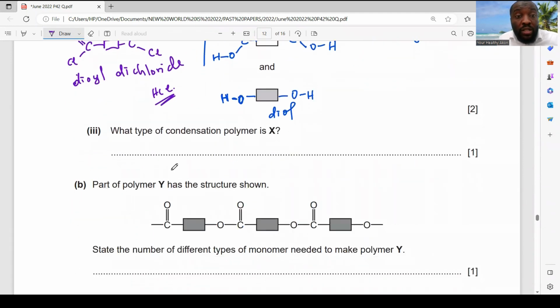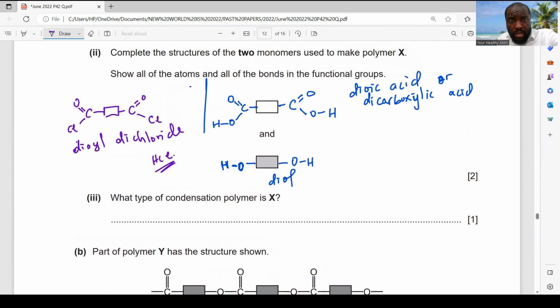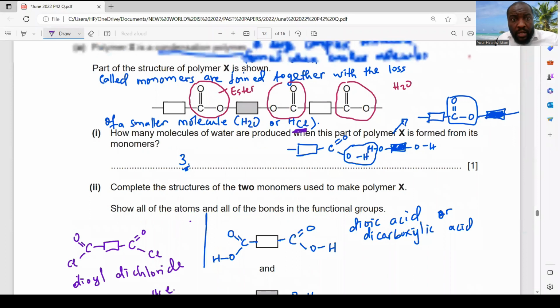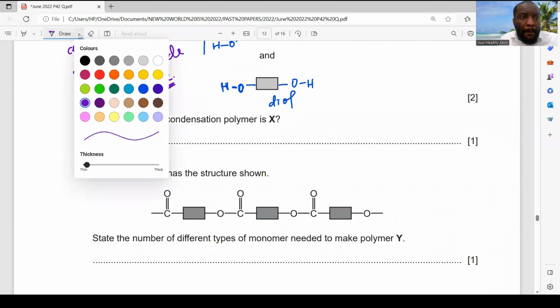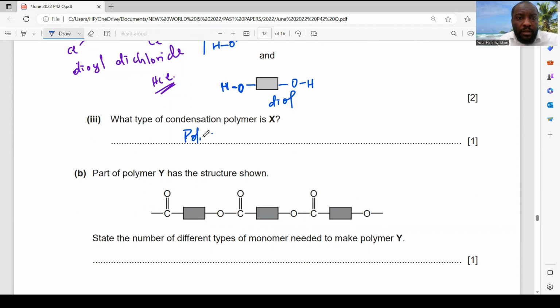So we go to Roman 3. What type of condensation polymer is X? Look at that polymer X again. We said it had an ester bond, an ester linkage. If it has an ester linkage and many of them, then it becomes a polyester. We go back to our blue pen. So that's a polyester.